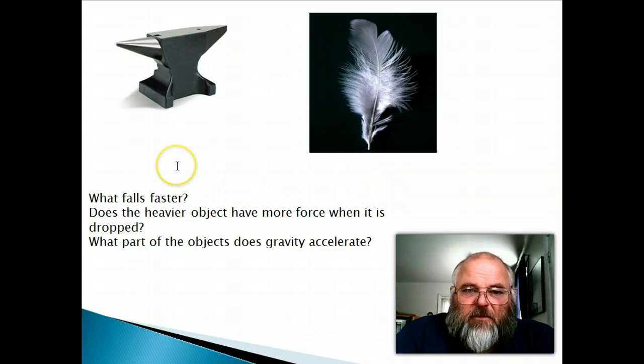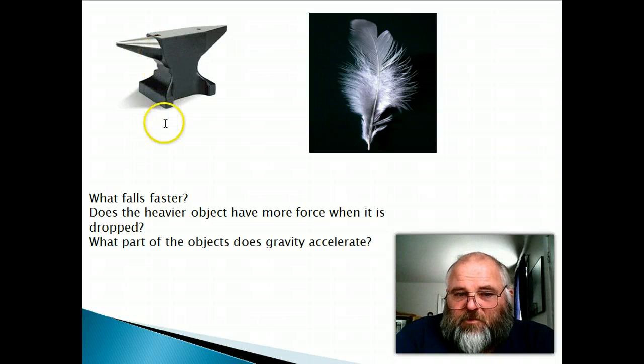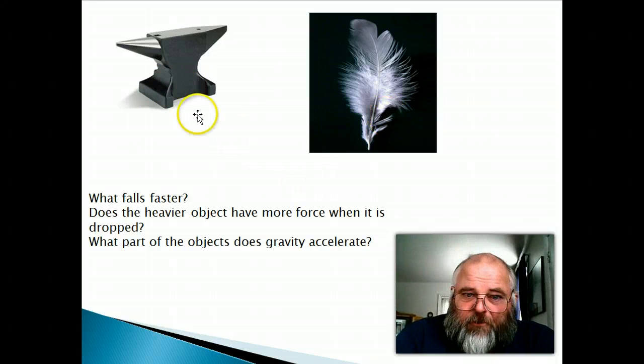Now we know that gravity times mass equals weight. So this is going to have a greater weight when it hits the ground, so it's going to have a greater force than the feather. We know that already. We've learned that before. And also, what part of the objects does the gravity accelerate? And this is where it gets interesting, and this is where it's counterintuitive.